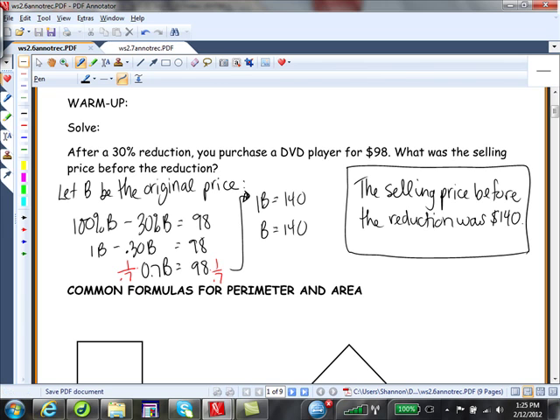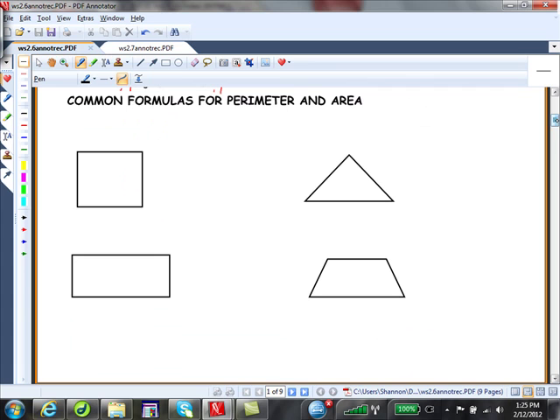Okay, so moving on with today's exciting material. Here are some common formulas for perimeter and area. So this here is meant to be a square. If you call each edge S, the perimeter, do you guys see that there are 4 S's here? So the perimeter will be 4 S's, and that's in linear units.